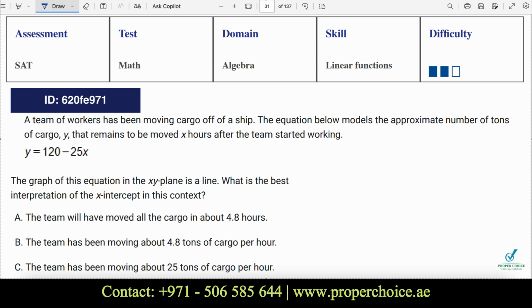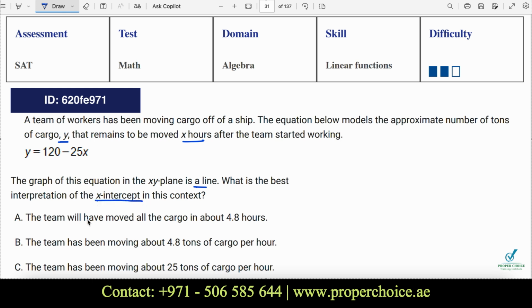A team of workers has been moving cargo off a ship. The equation below models the approximate number of tons of cargo Y that remained to be moved X hours after the team started working. This is the equation they are using. The graph of this equation in the XY plane is a line. What is the best interpretation of the x-intercept in this context?